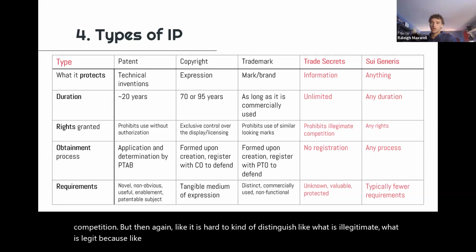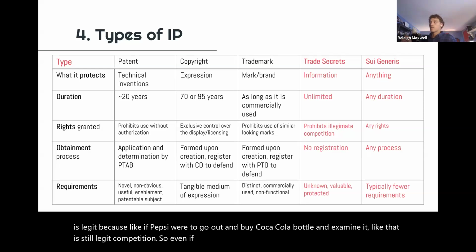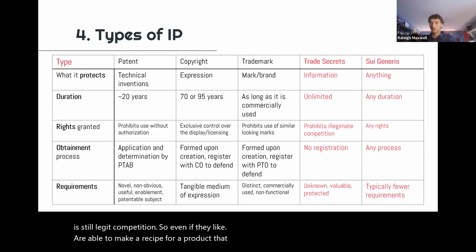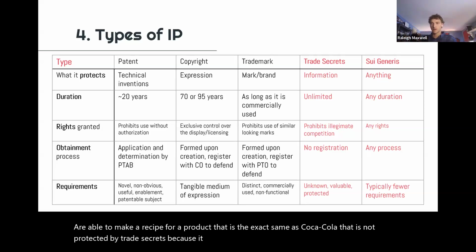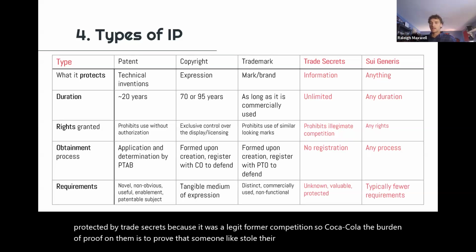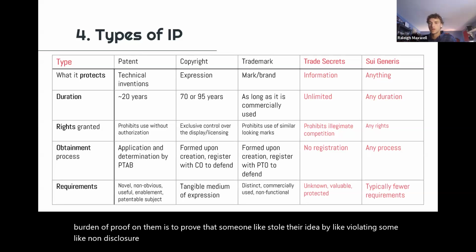if Pepsi were to go out and buy a Coca-Cola bottle and examine it, that is still legit competition. So even if they are able to make a recipe for a product that is the exact same as Coca-Cola, that is not protected by trade secrets because it was a legit form of competition. So the burden of proof is on Coca-Cola to prove that someone stole their idea by violating some non-disclosure agreement, for example. Oh, I see what you mean now.